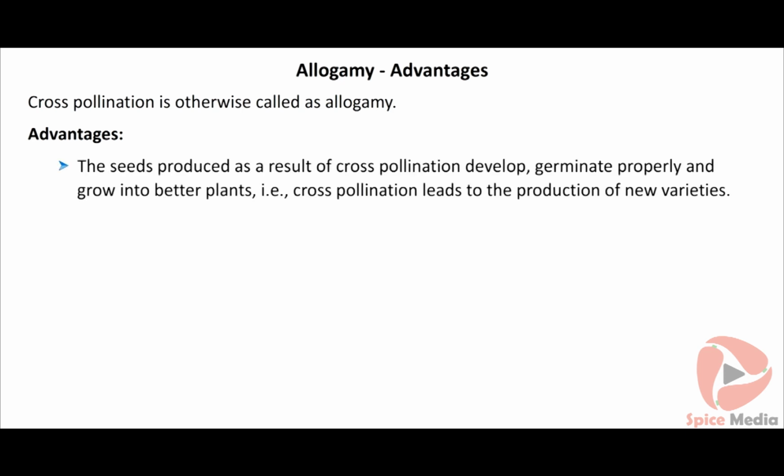Cross-pollination is otherwise called as allogamy. Advantages of cross-pollination: the seeds produced as a result of cross-pollination develop, germinate properly, and grow into better plants. That is, cross-pollination leads to the production of new varieties. More viable seeds are produced.